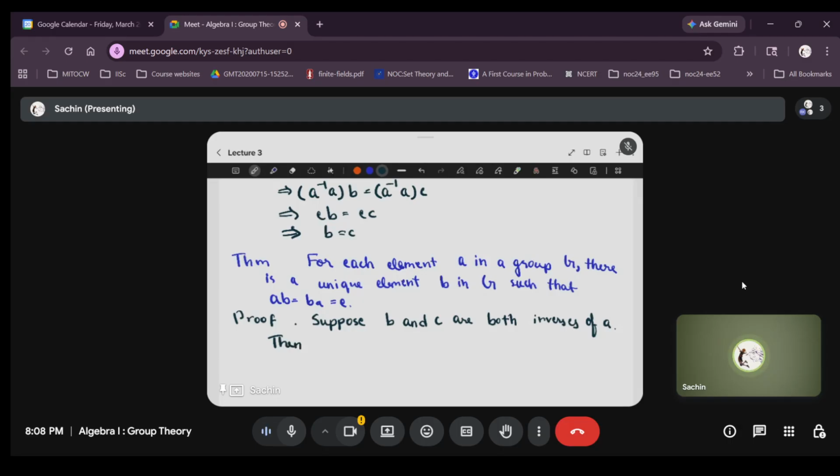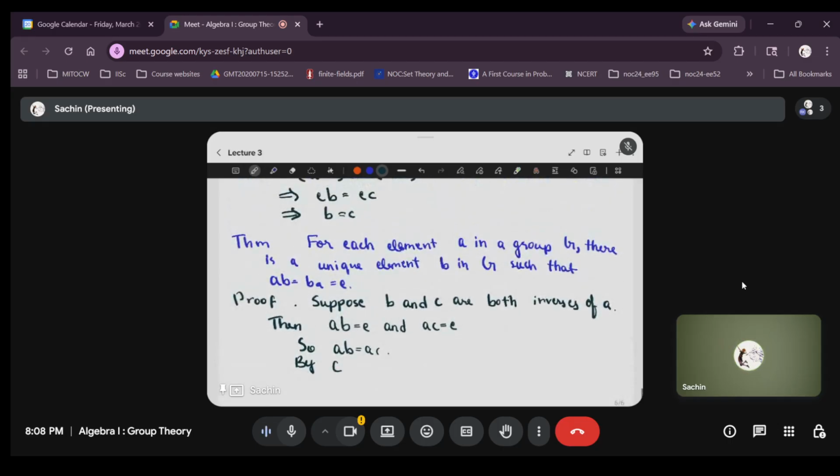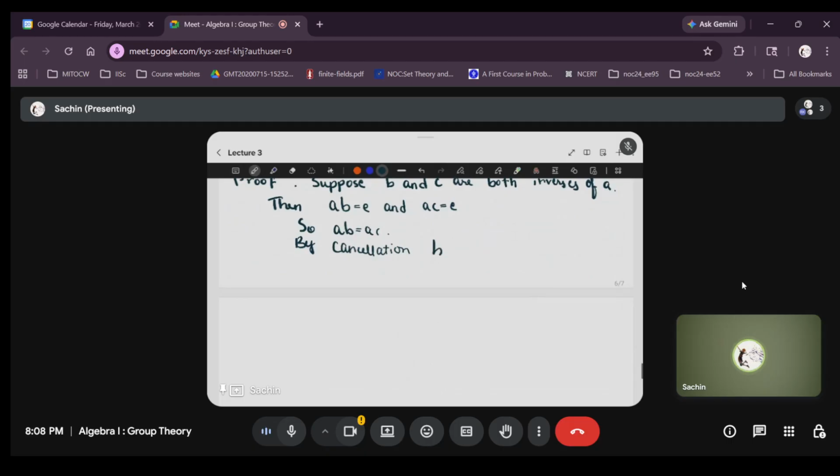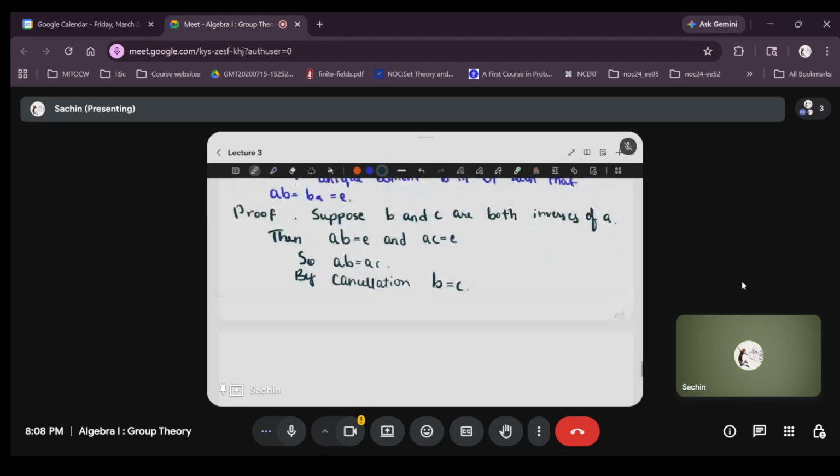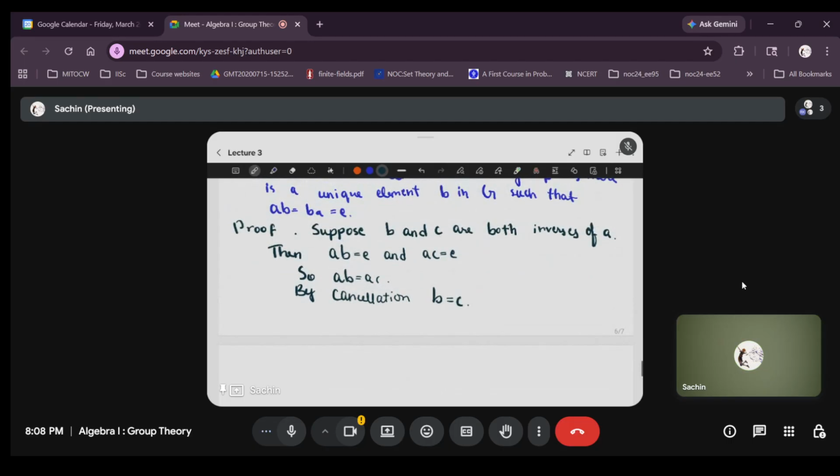Then, since B and C are inverses of A, AB is equal to E and AC is equal to E. So AB equals AC. By the previous theorem, by cancellation, we cancel out the A's and write B is equal to C. So there can only be one inverse. There can't be two distinct inverses.